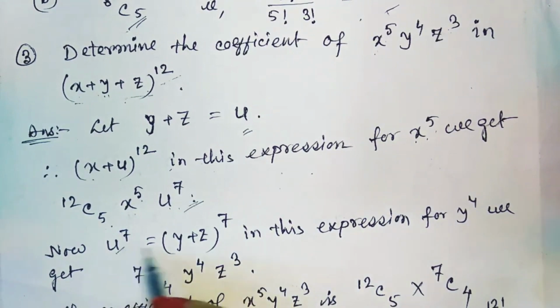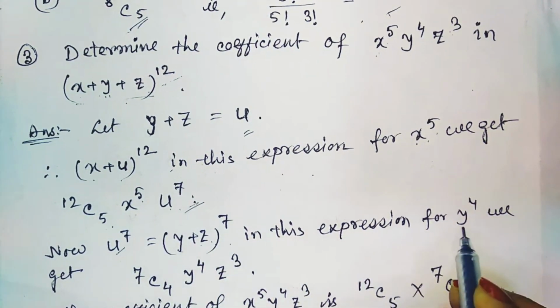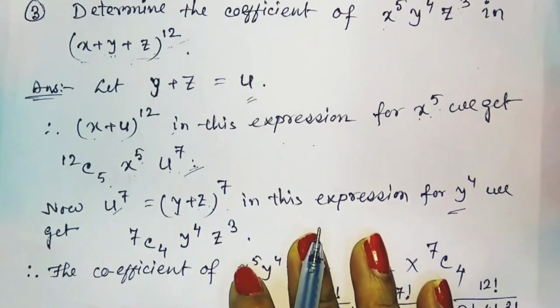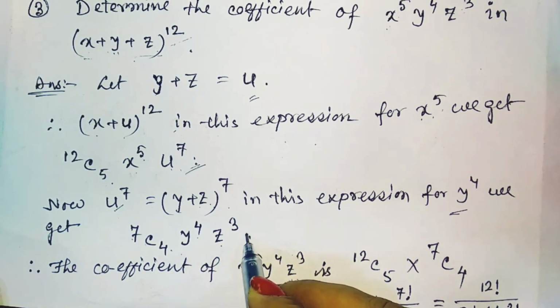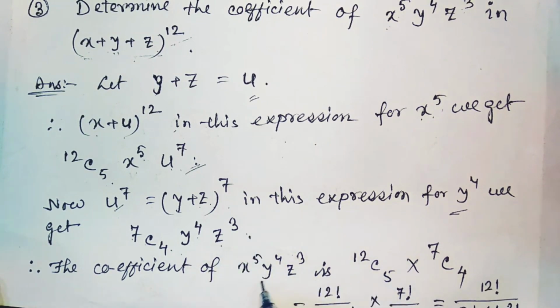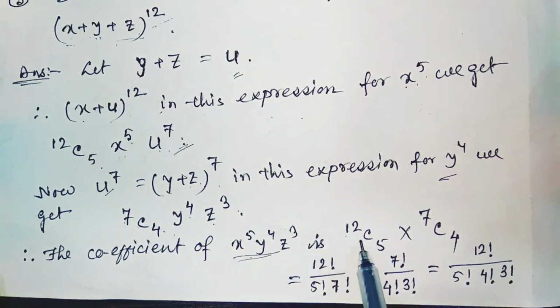Now u to the power 7 means (y plus z) to the power 7. In this expression, we are supposed to find out the coefficient for y to the power 4, which we will find out as 7C4. Then it is y to the power 4 and z to the power 3, very obvious. Hence the total coefficient corresponding to this term is 12C5 into 7C4.